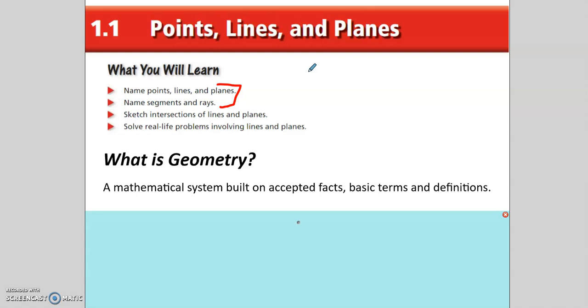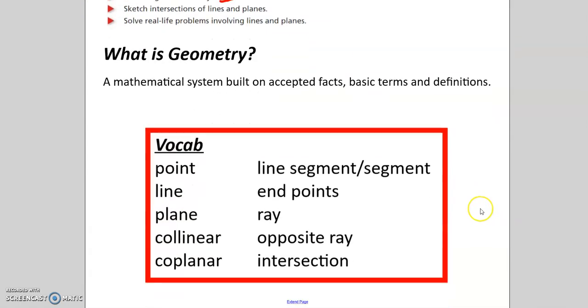Let's start by talking about what is geometry. So geometry is a system based on facts, basic terms, and definitions. So that's why in the syllabus I told you that it would be very helpful if you had flashcards.